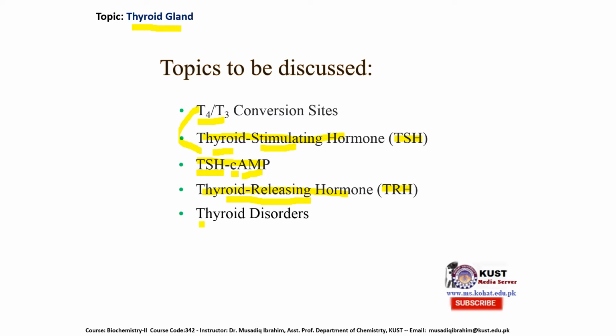And then the thyroid disorders. So if hypersecretion of thyroid gland hormones is taking place, what are the symptoms, diseases and complications which are taking place, as well as if there is undersecretion of thyroid hormones, then what are the symptoms, diseases and complications which are occurring in humans.